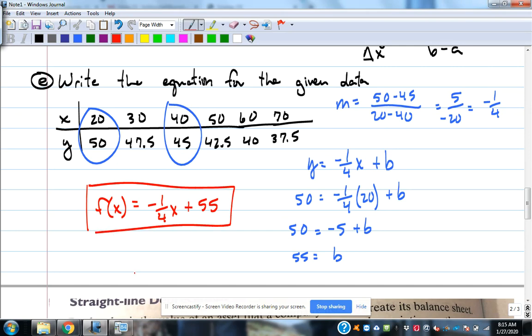On a quiz or a test, if I'm asking you to do that, I'm going to tell you which two ordered pairs to use so that we're all finding the same equation, instead of me letting you pick and then me having to figure out possibly 23 different equations, or not quite that many, depending on how many ordered pairs there are. But I would tell you which two ordered pairs to use.